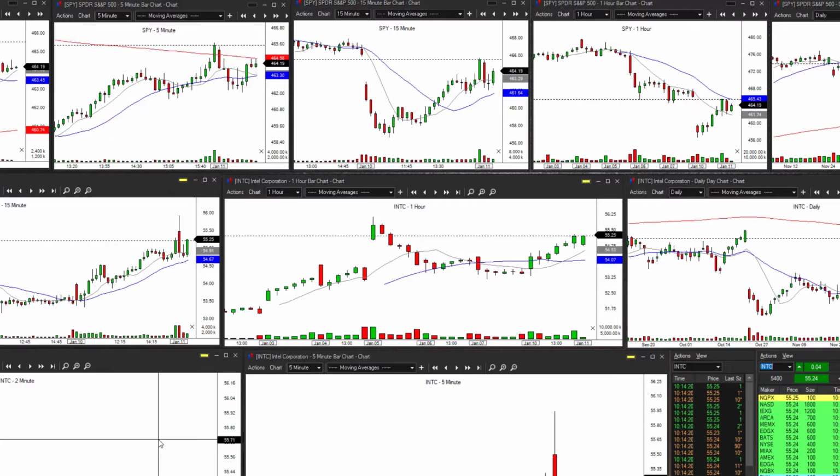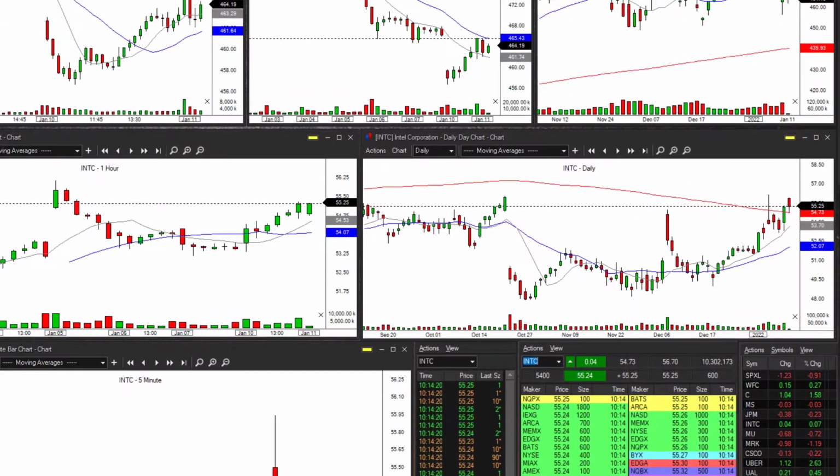And finally, the daily chart. And what I want to point out in this chart here is that INTC today tested the 200 simple period moving average. This red line you see before you here held and bounced right off of it.